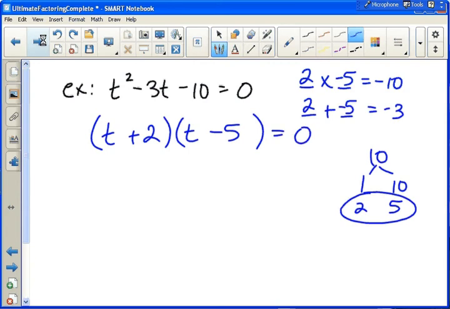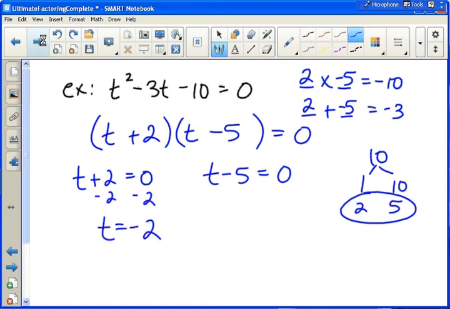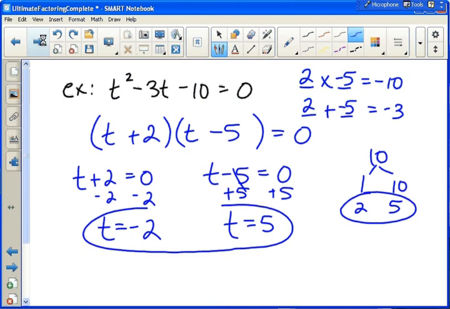So this is the new part. Once you get them factored, you need to take both pieces individually and set them equal to 0. Because if either one of them is 0, then this will work. Subtract 2 from both sides, you get t equals negative 2. Add 5 to both sides, you get t equals positive 5. So you get 2 answers for this. And just in case you're very, very new to this, it can also just be written this way. You can say t equals negative 2 and 5 just by using a comma in between if you want.